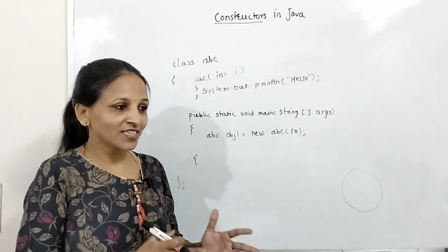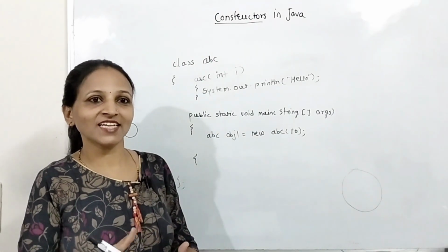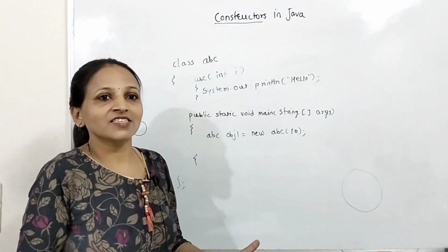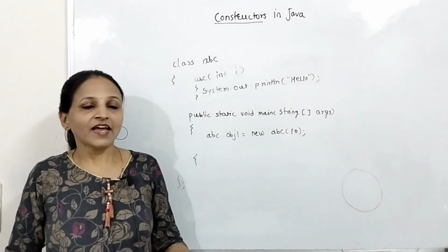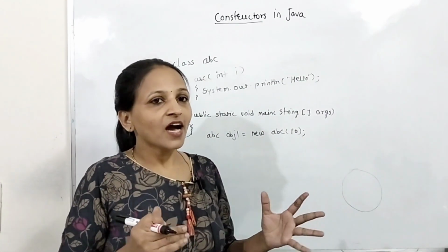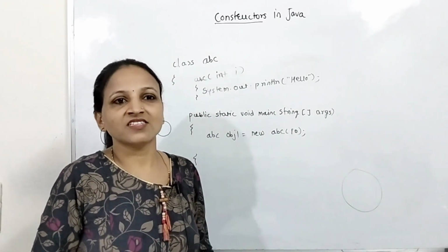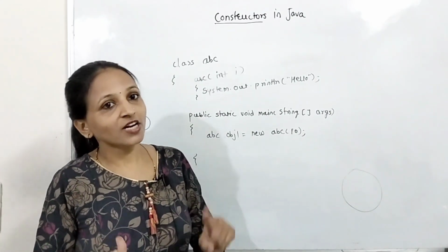See, a constructor is for objects. A constructor belongs to the object. Whenever an object is created, the constructor will be called automatically. You cannot define a constructor with the static keyword. Getting? Then the next point is, if we are not writing any constructor in a class, then the compiler will provide a default constructor. If we are not writing, then only.